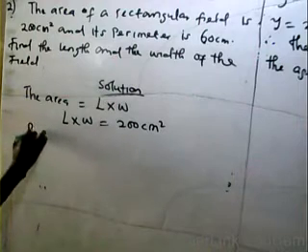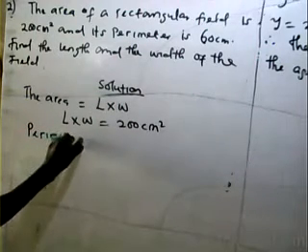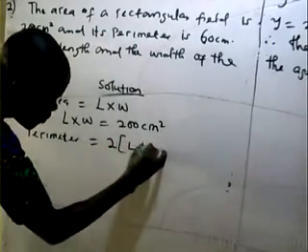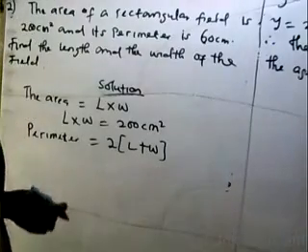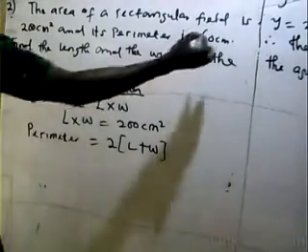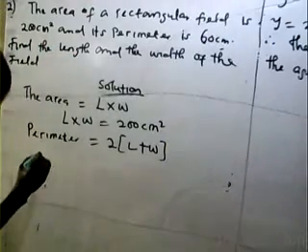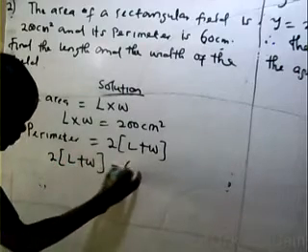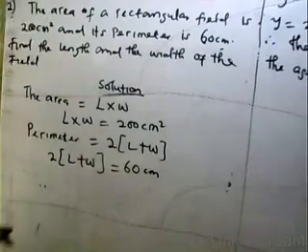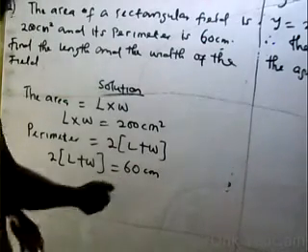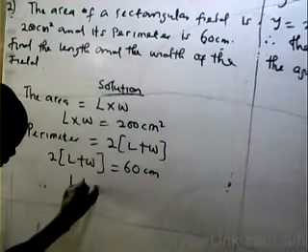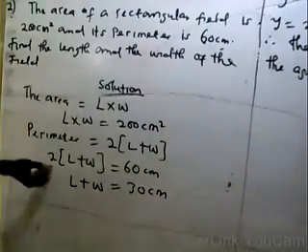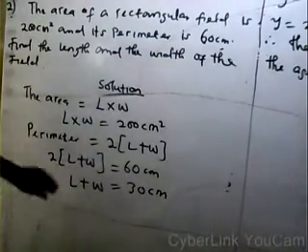And the perimeter equals 2 into bracket L plus W, that is length plus width, and that perimeter is given as 60 centimeters. So we have 2 into bracket L plus W equals 60 centimeters. When you divide 2 by 2, you see that L plus W equals 30 centimeters. What did I do? I divide 2 by 2.